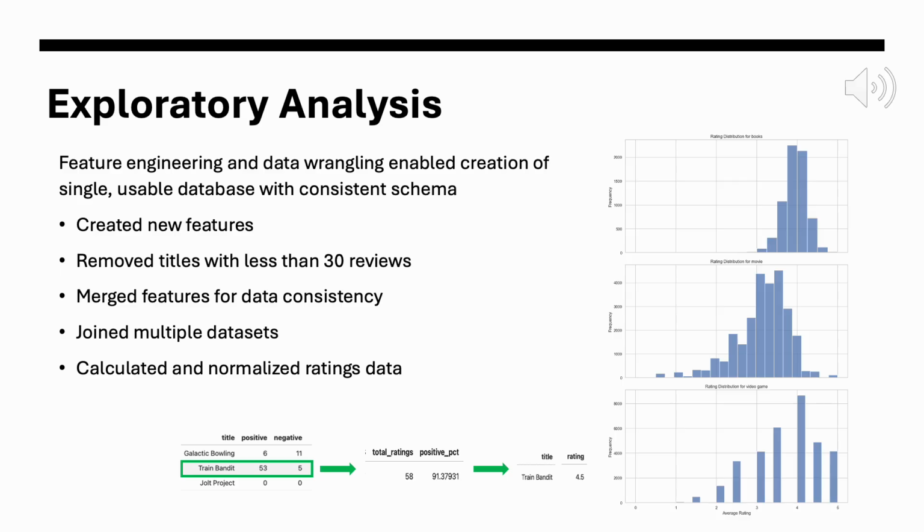We removed titles with less than 30 reviews, so that way all of the recommendations were highly reviewed and there was a higher probability that it would actually match what the user was looking for. We merged features for data consistency. We joined multiple data sets.